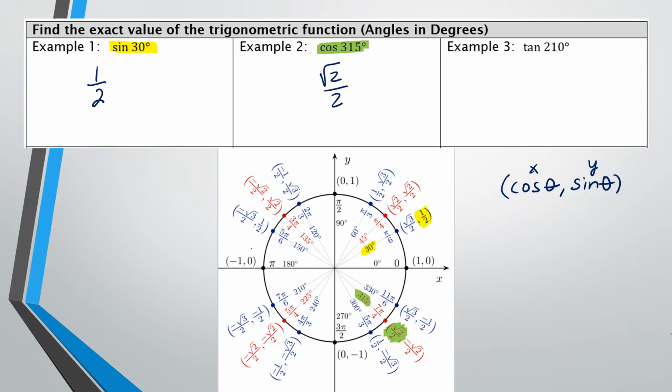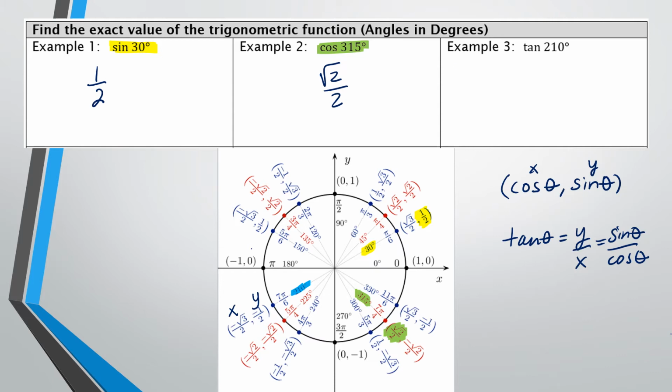And then finally, tangent. This one's a little bit more complicated. Remember that the tangent of theta is equal to y/x, or you can think of it as the sine value over the cosine value. So we're going to do the same thing. We're going to find 210 on the unit circle, which is right here. But now we can't go straight to our answer. We're going to take our y coordinate, which is -1/2, and divide it by our x coordinate. So this is my y coordinate and my x coordinate.